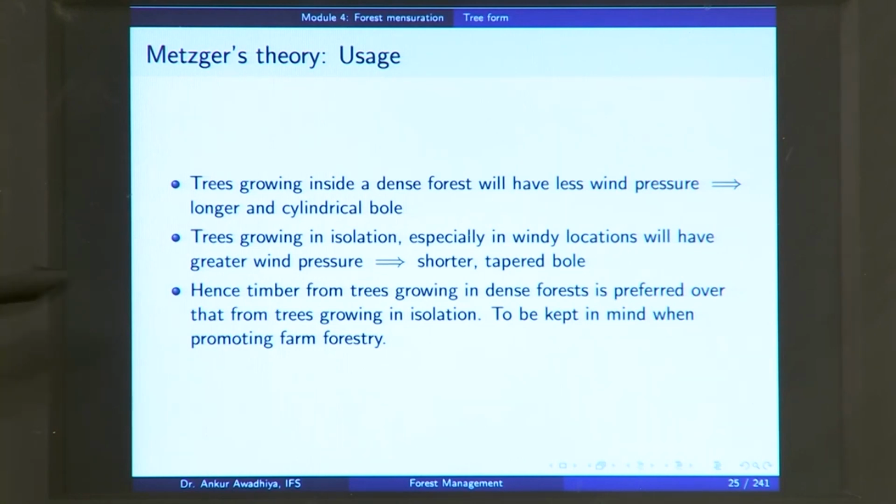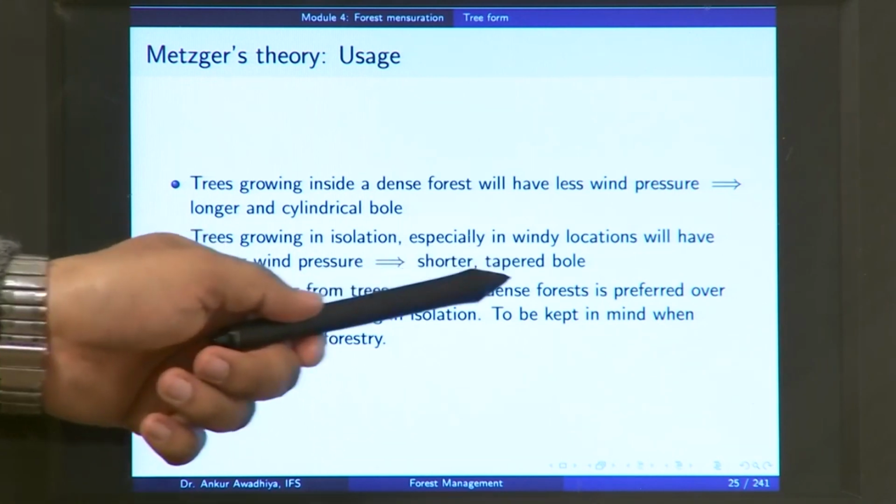And so, we can say that trees growing in a dense forest are preferred over trees growing in isolation, because in the case of a tree in a dense forest, you have a long and roughly cylindrical bole. So, it is easy to work with, whereas in the case of a tree that is growing in isolation, you have a much more tapered bole, and so there is a lot of wastage when you want to work that material. And so, people generally prefer trees that are growing in the dense forest.